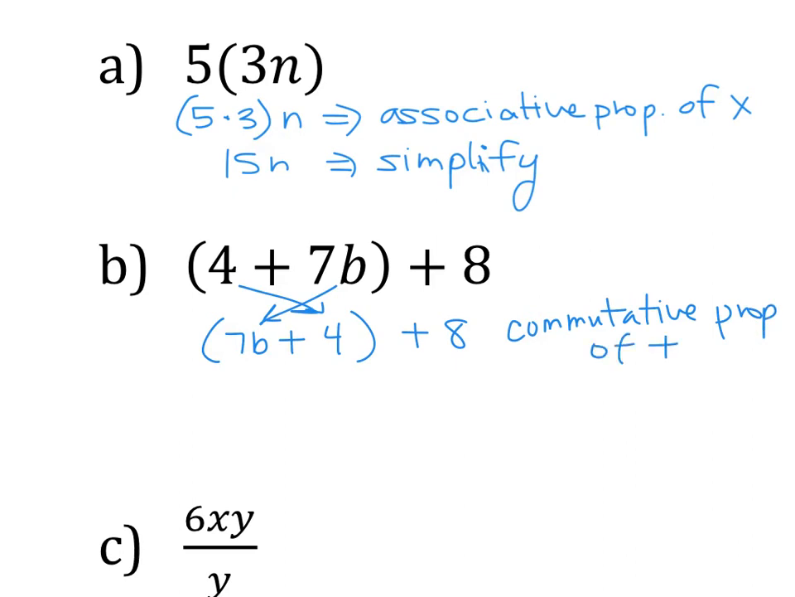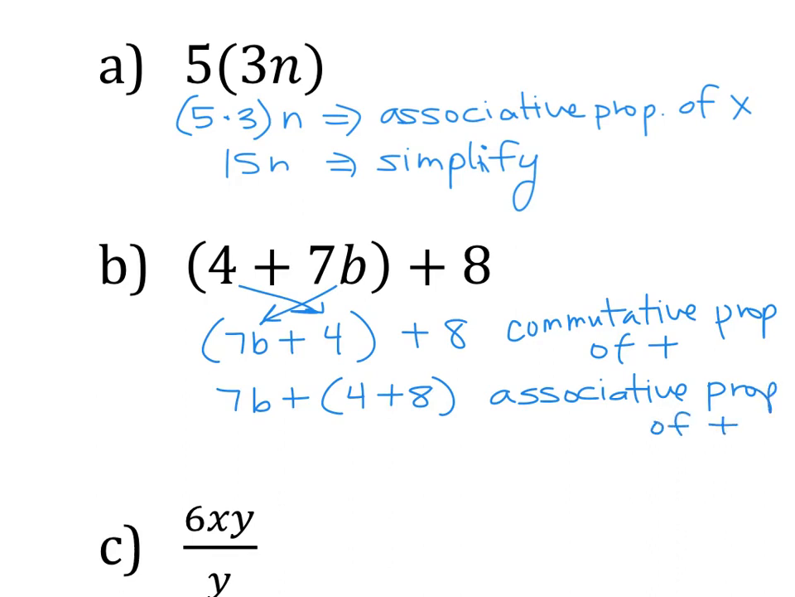Okay. What can we do next so that we can actually add our 4 and our 8? Move what? Move the parentheses. So I'm going to do 7b plus 4 plus 8. And now PEMDAS says I can actually add those. When you move parentheses, that's the associative property of addition.